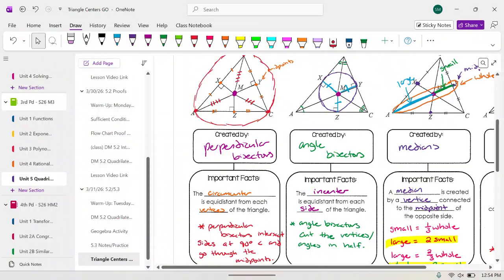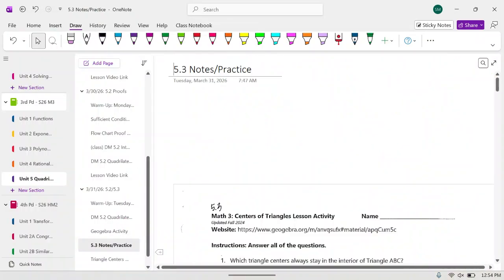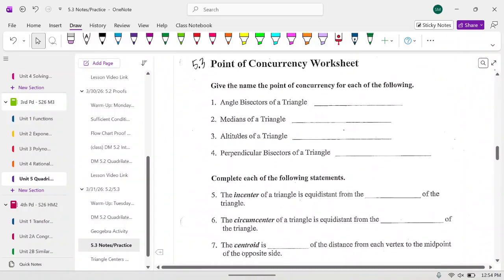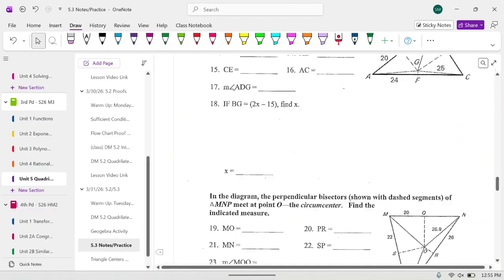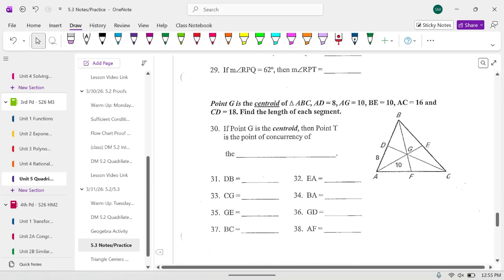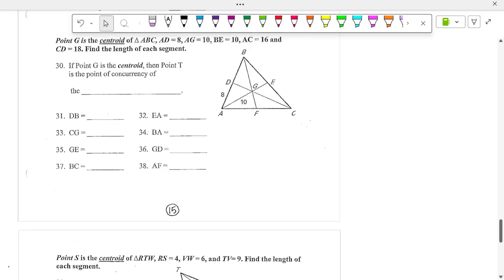The one that I want to do is one that's a median. So let's go back to your packets. I want you guys to go to page 15. I'm looking at the bottom of page 15.